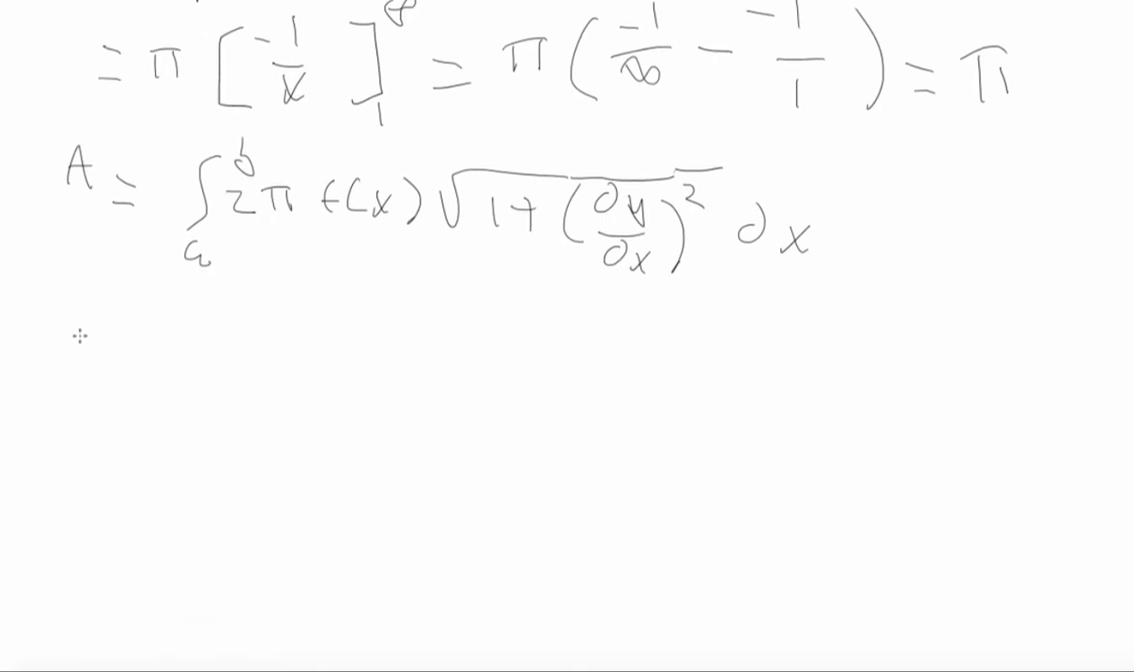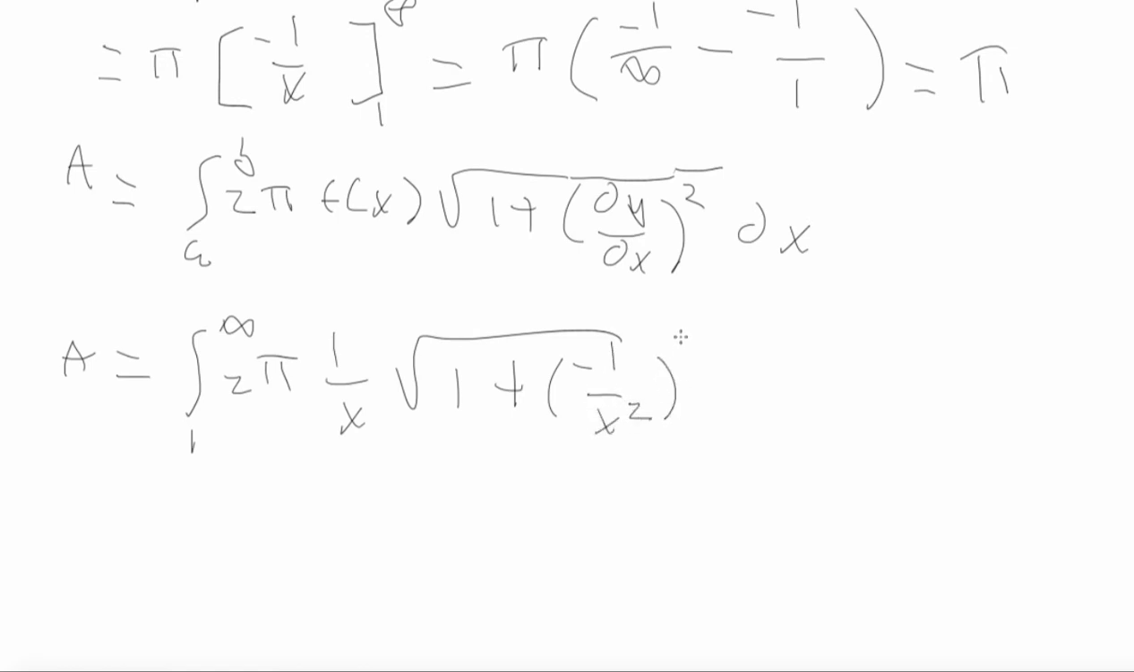So the surface area of Gabriel's horn is going to equal the integral from 1 to infinity of 2 pi times 1 over x times the square root of 1 plus the derivative of 1 over x, which is going to be negative 1 over x squared. So negative 1 over x squared, and that's going to be squared dx.